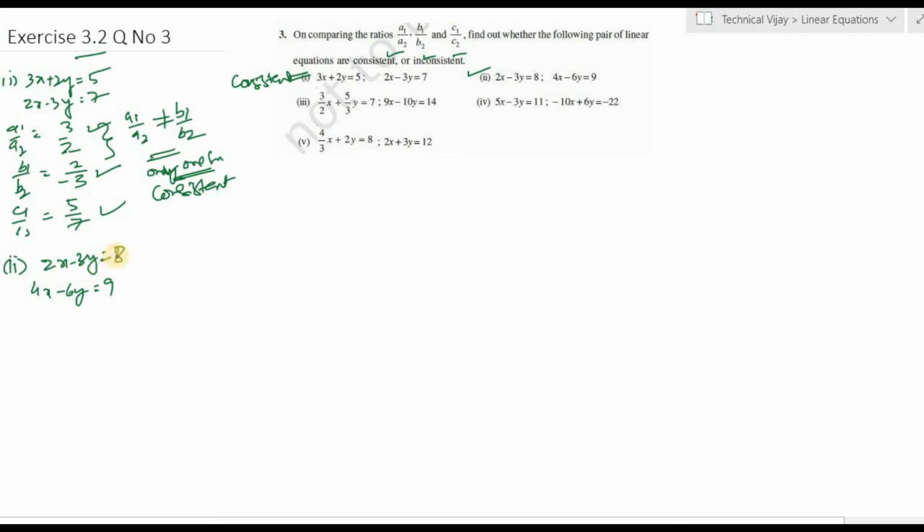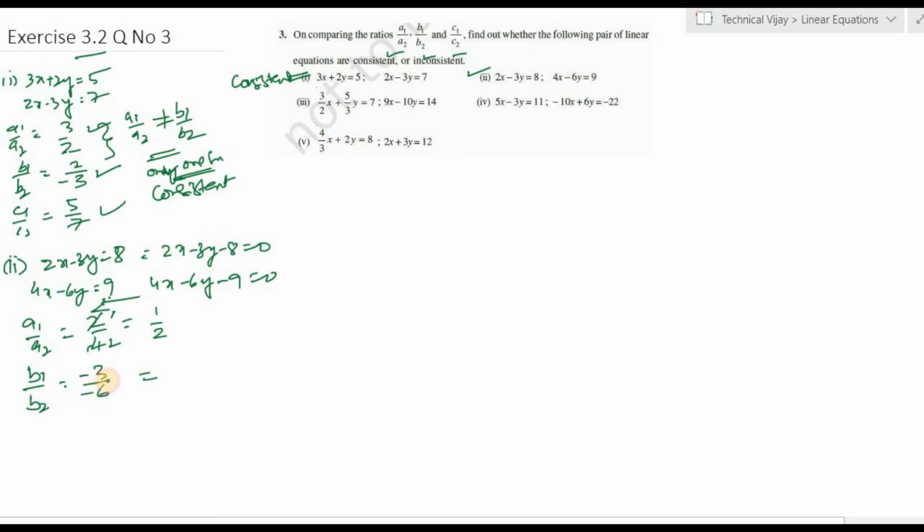See here, you can take this constant term into the LHS also. So like this, 2x minus 3y minus 8 equal to 0 we can write, and 4x minus 6y minus 9 equal to 0. So here A1 by A2 is equal to 2 divided by 4, which is equal to 1 by 2. B1 by B2 is equal to minus 3 divided by minus 6, which is equal to 1 by 2. And C1 by C2 is equal to minus 8 divided by minus 9, so only 8 by 9 is remaining.